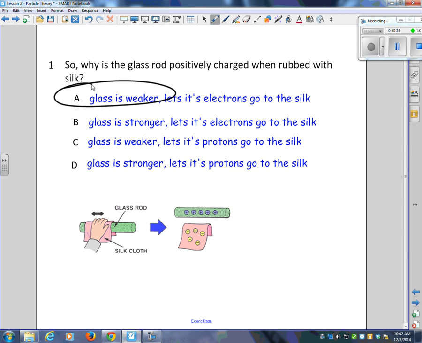Let's investigate. First of all, how come C and D for sure are wrong? Protons. Do protons move? No. Okay, so which one is it going to be? Glass is weaker, glass is stronger. The electrons go to the silk, which means that the silk is strong, the glass is weaker.